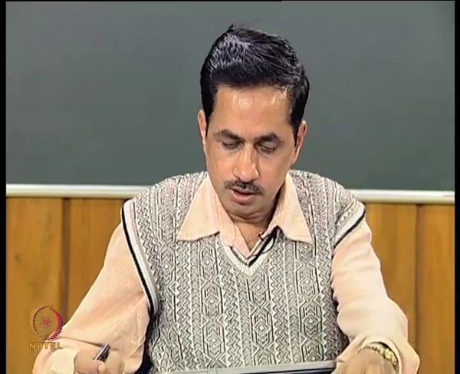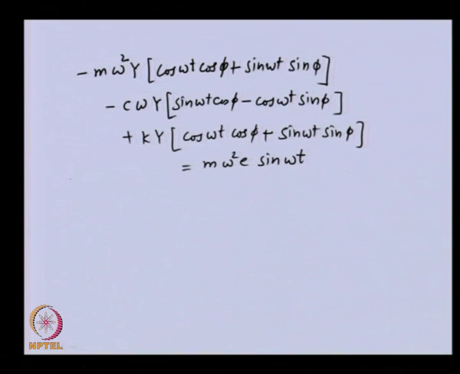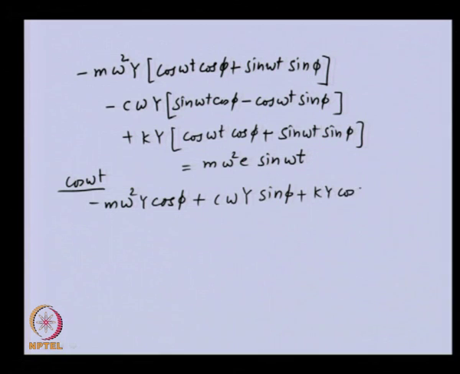So, I am first taking the cos omega t terms separately and equating it to 0. First the inertia term, then from damping, then from stiffness is equal to 0, because on the right hand side there are no cos omega t terms.